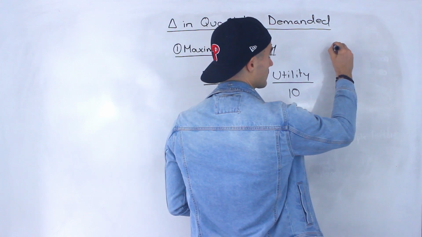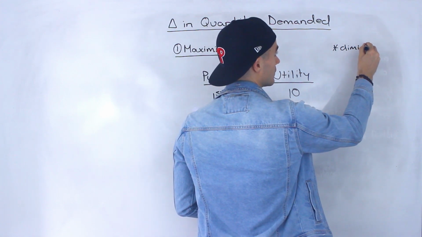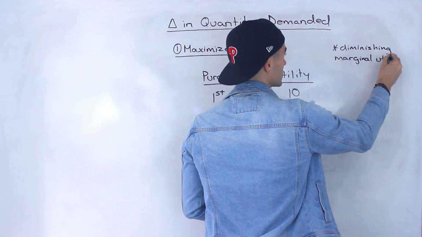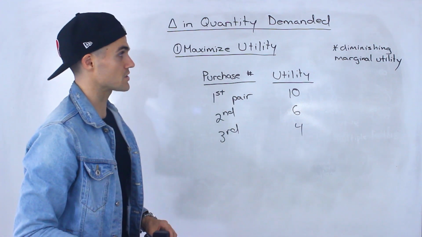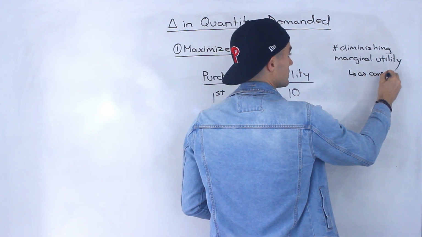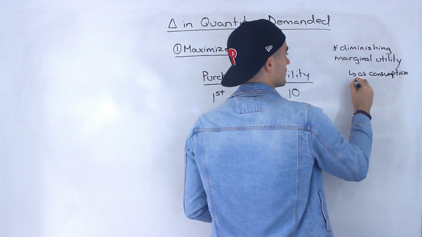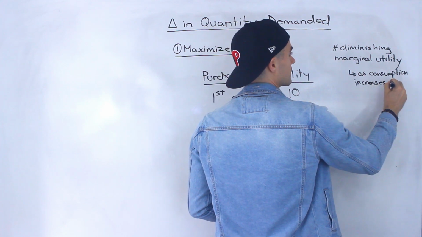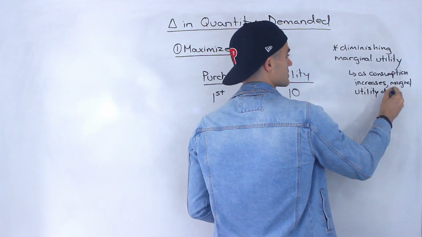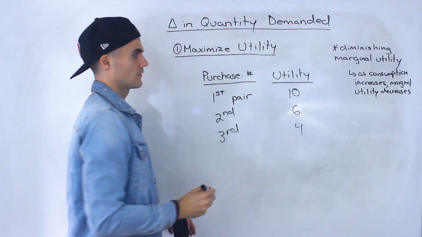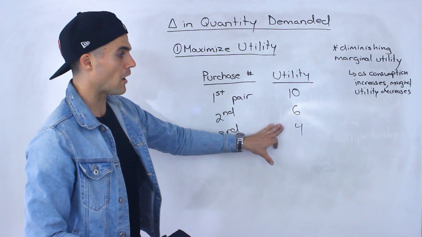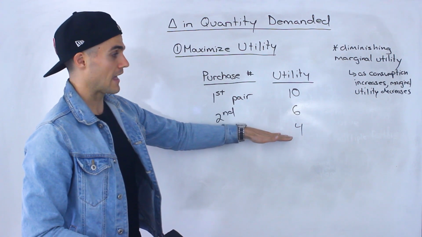And what this shows is something called diminishing marginal utility, which is a concept that we're going to cover in more detail as the course goes on. But basically what it means is that as consumption increases, marginal utility decreases, right? The utility that you're going to get from each unit of the product is going to decrease. Notice it's still positive, but it is decreasing. And sometimes it could actually turn negative.